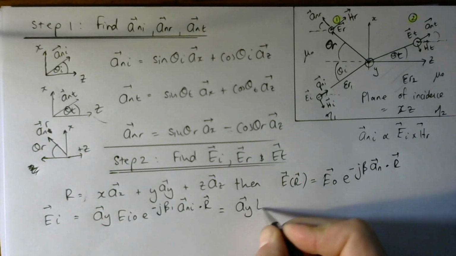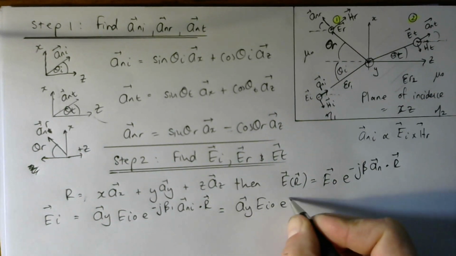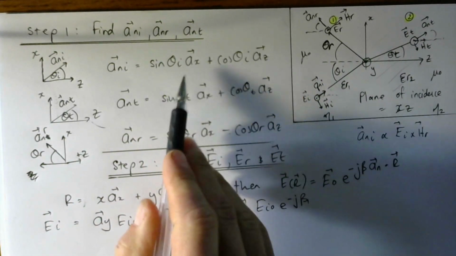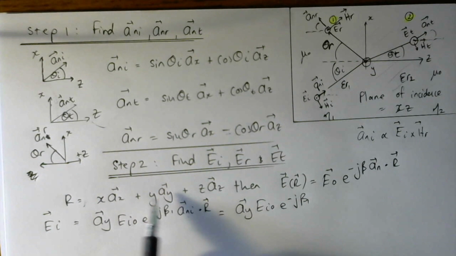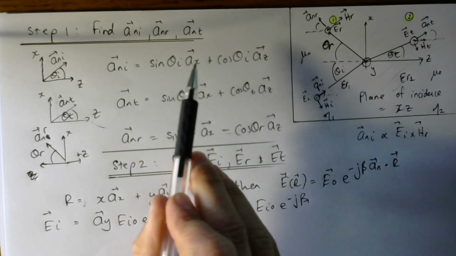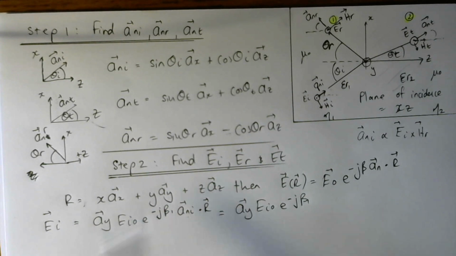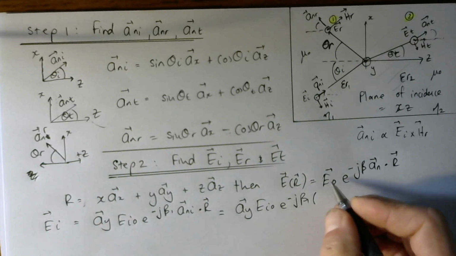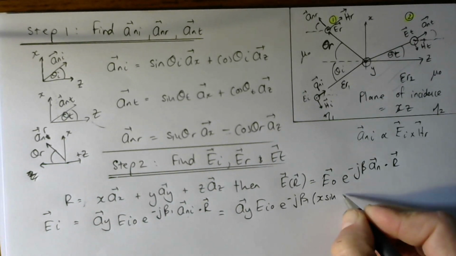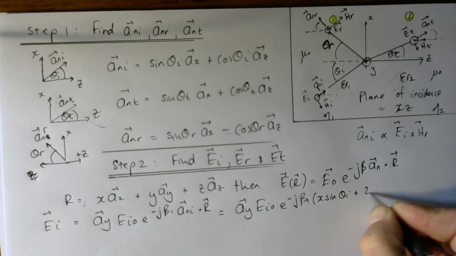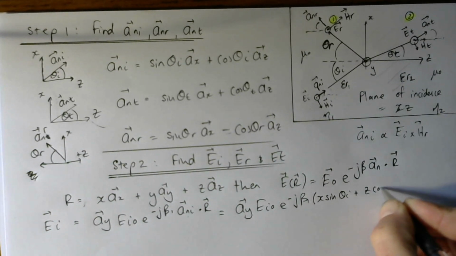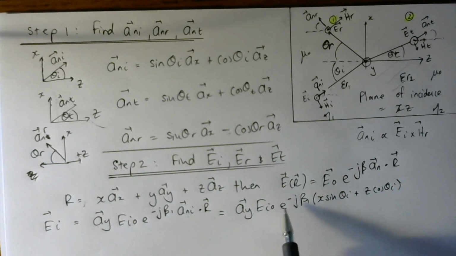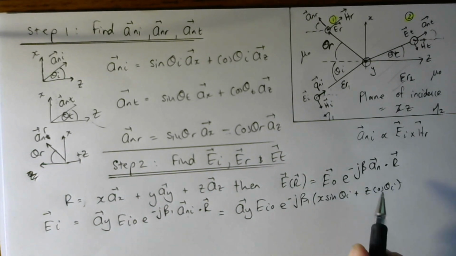And this is equal to a_y E_I0 e to the minus j beta 1, because a_NI is expressed like this, dot r. Well, only the x and z components will remain because there is no y component. So it looks something like this: x sine theta I plus z cos theta I. This is all part of this exponential argument, right?